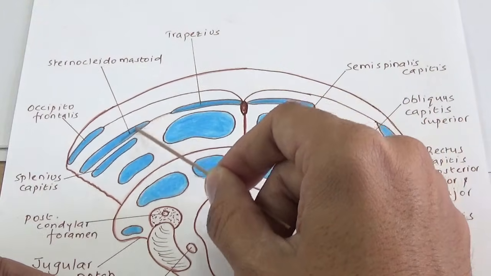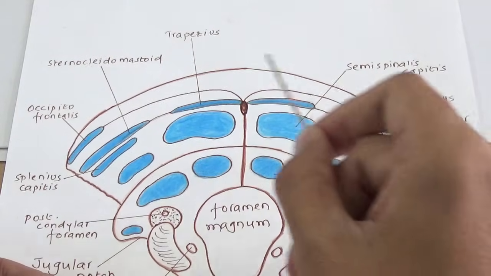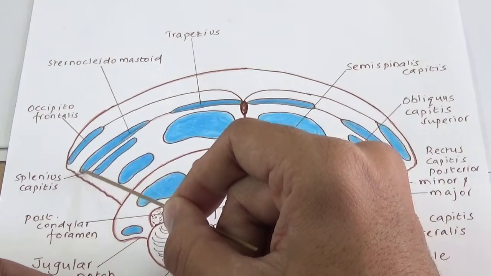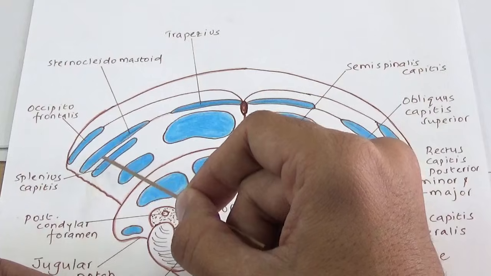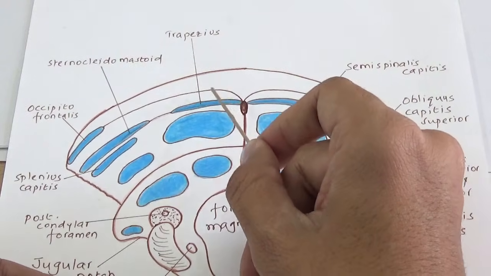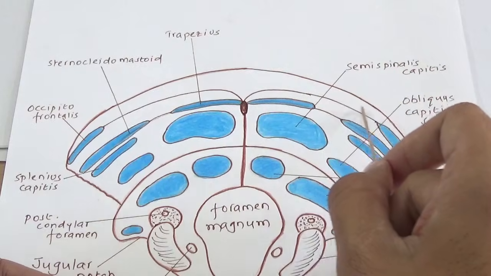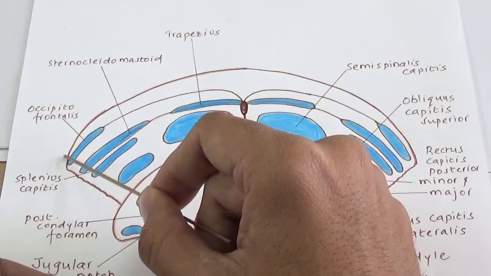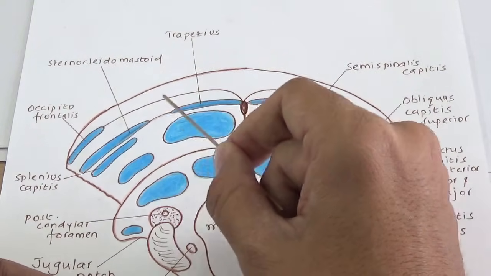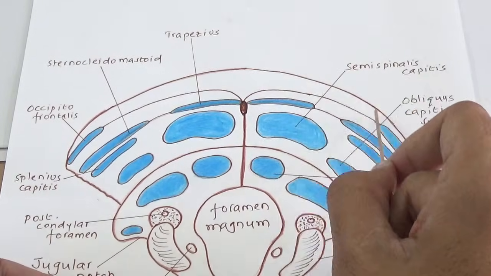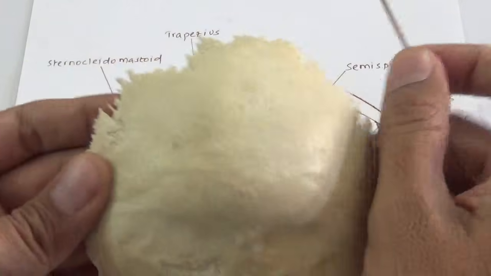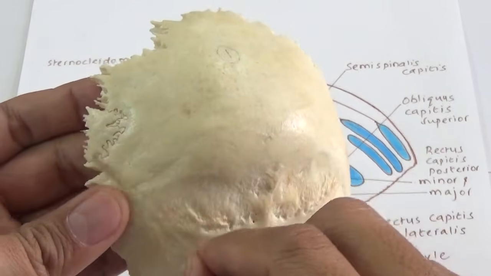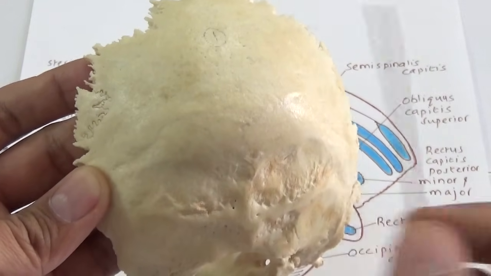These are the superior nuchal lines. Medially they provide attachment to trapezius, laterally to the posterior fibers of sternocleidomastoid above and splenius capitis below. These are the highest nuchal lines. Medially they provide attachment to the epicranial aponeurosis or galea aponeurotica, and laterally to the occipital belly of occipitofrontalis. The area above the highest nuchal line, the major portion is covered by the epicranial aponeurosis, and laterally this area is covered by the occipital belly of occipitofrontalis.